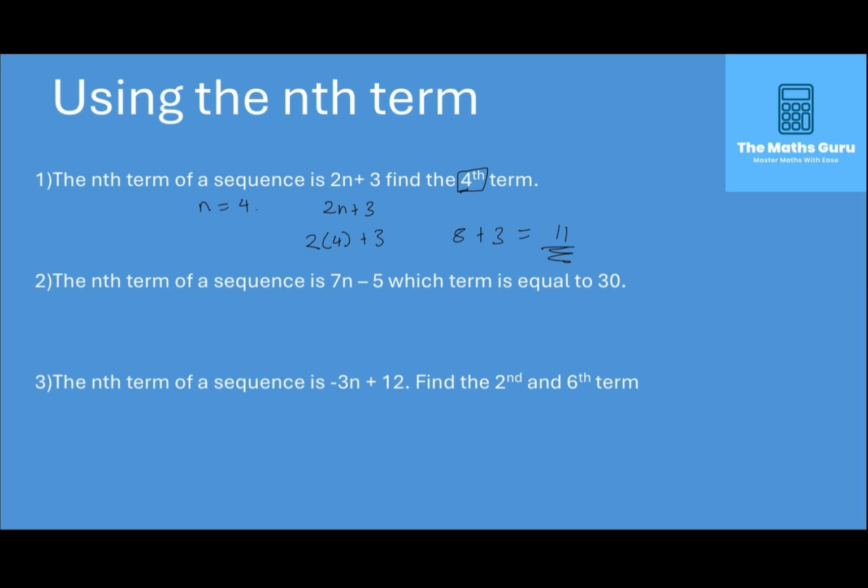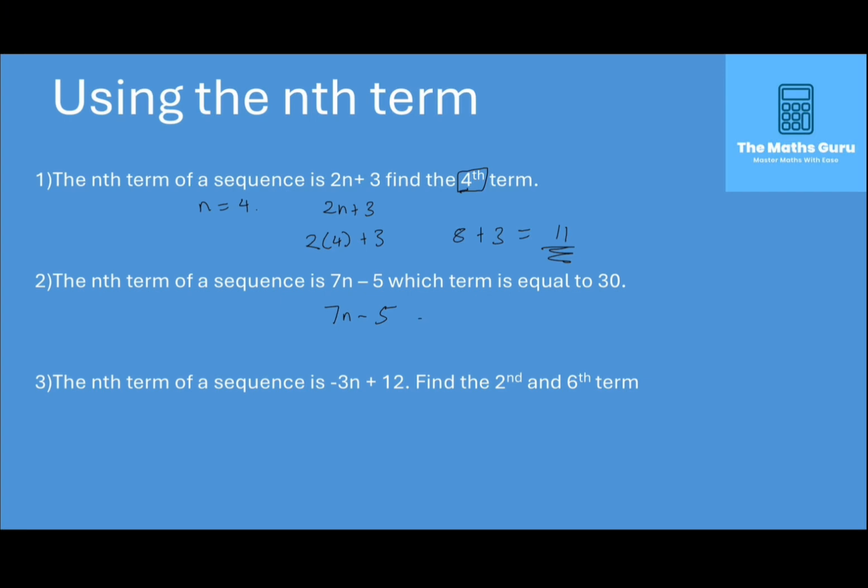Looking at question 2, the nth term of a sequence is 7n minus 5. Which term is equal to 30? Okay, this is a bit of a different question where we're going to have to use our knowledge of nth term and use it in a different way.